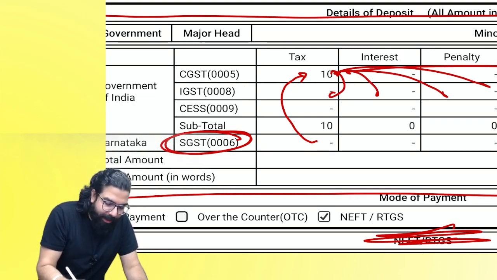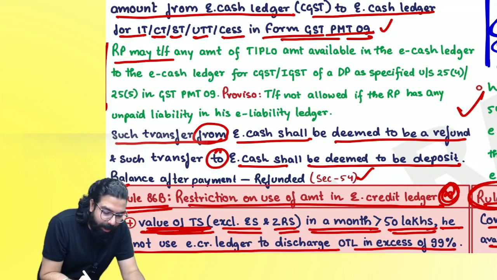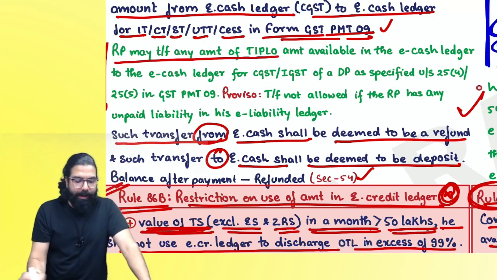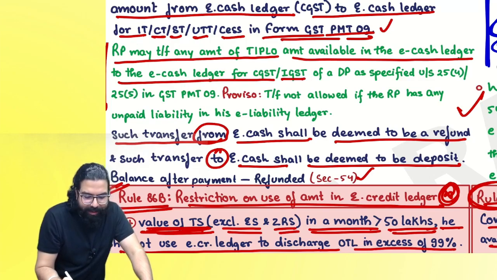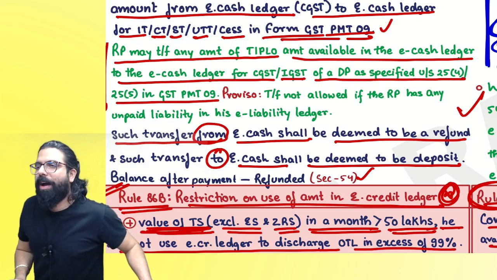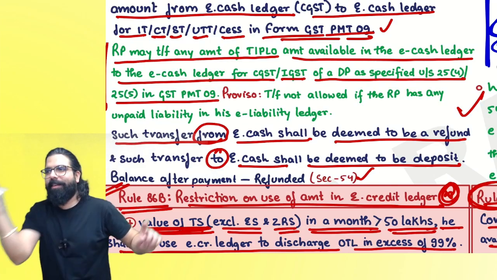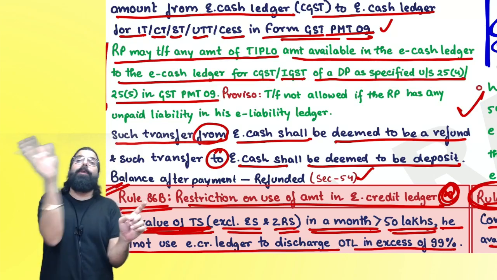Let's go ahead. See over here, the same thing I have written in the chart also. If you see the amended chart now, a registered person may transfer any tax, interest, penalty, fees or any other amount available in the e-cash ledger to the e-cash ledger of CGST, IGST of a distinct person using form GST PMT09. We are learning the CGST Act, so I am telling CGST can be transferred. When you read the IGST Act, the same thing is told. IGST can also be transferred to CGST or IGST Act.